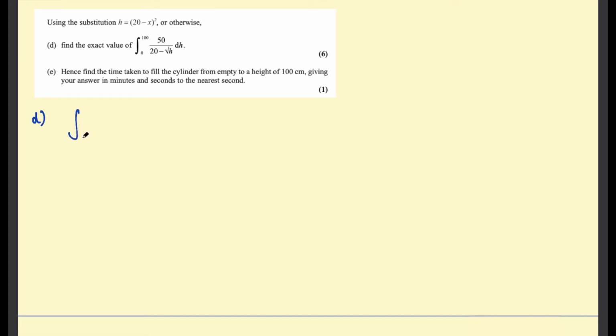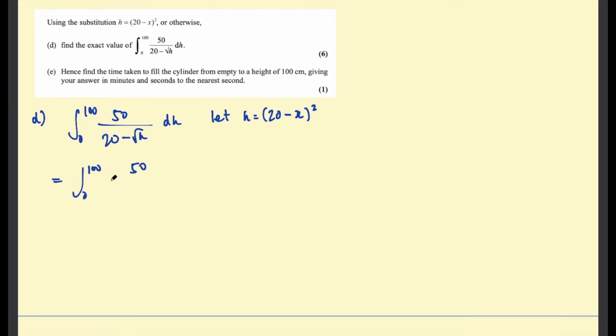So let's write that down again. We want this integral from 0 to 100. And we're going to make this substitution. So let's say let h equal 20 take x all squared. So now, because we have the square root of h, this will just be 20 take x. So this is going to be the integral from 0 to 100 of 50 over 20 take 20 take x. So we've taken the square root of something squared. And then we can simplify that a little bit. Also, I will factorize out that 50.